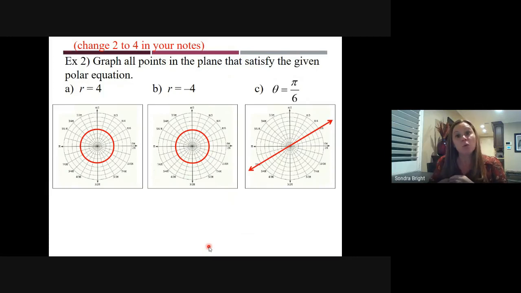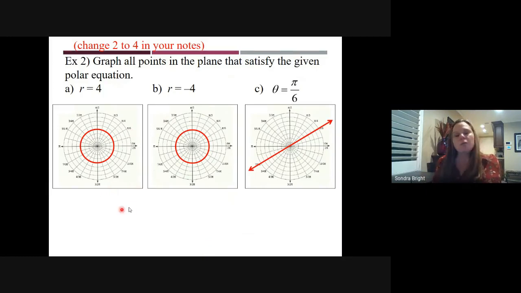And then we did the more complicated equations yesterday, or in the day 1 lesson, whatever day that was, where you did all those petal graphs and lemniscates and all of the more complicated ones. These ones are the easier ones.